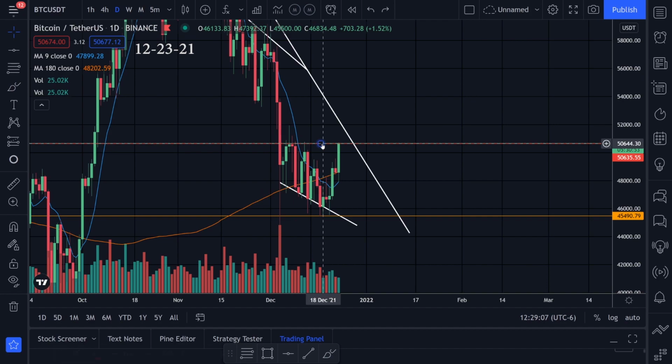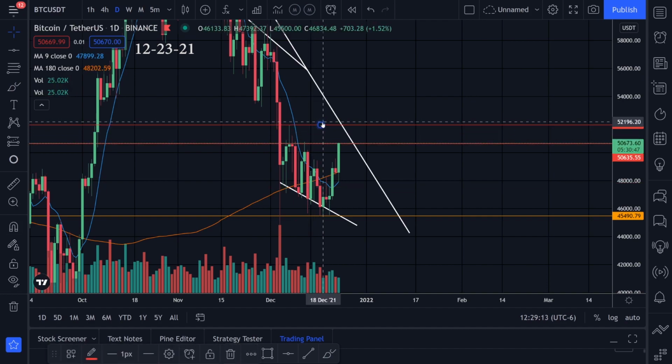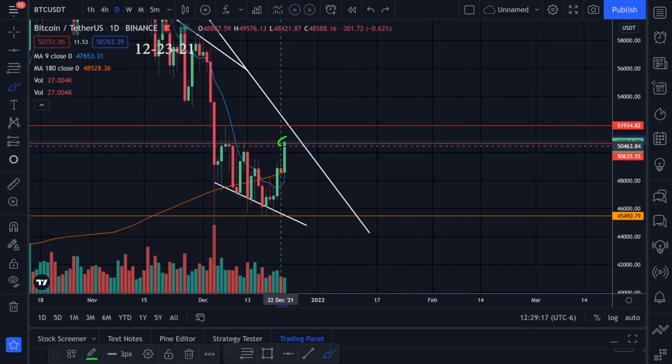What I'm looking at are the bodies on the daily, and then I guess you can argue that let's do another horizontal red line at the top of this wick right here. So I think we just broke the first one. Let's see what happens when we come up to the next one.